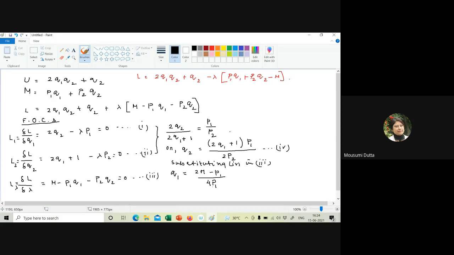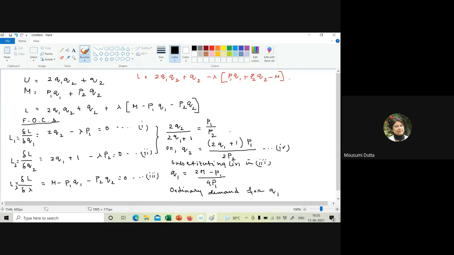Check whether you are getting this kind of expression. Yes, you are getting this expression, 2M minus P1 by 4P1. Very good. Now before saying that this is the utility maximizing amount, the ordinary demand for Q1, we should check the second order condition.